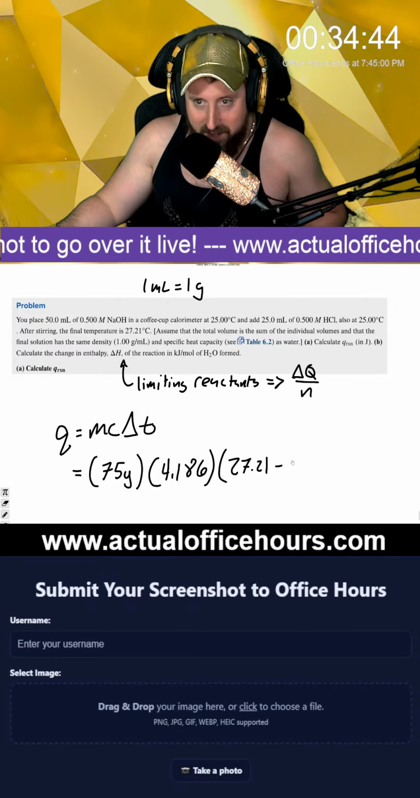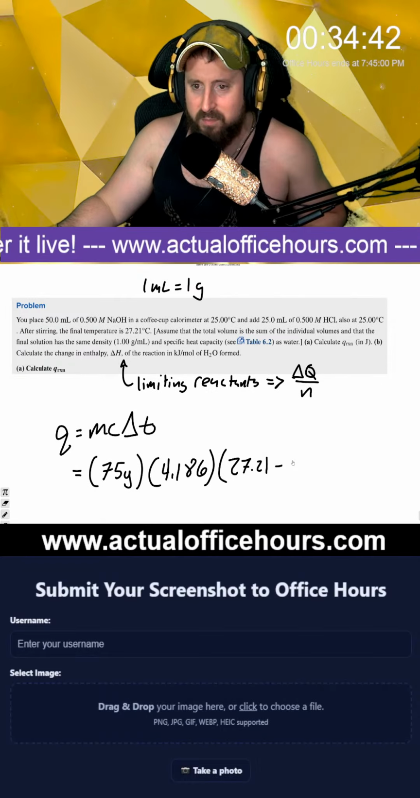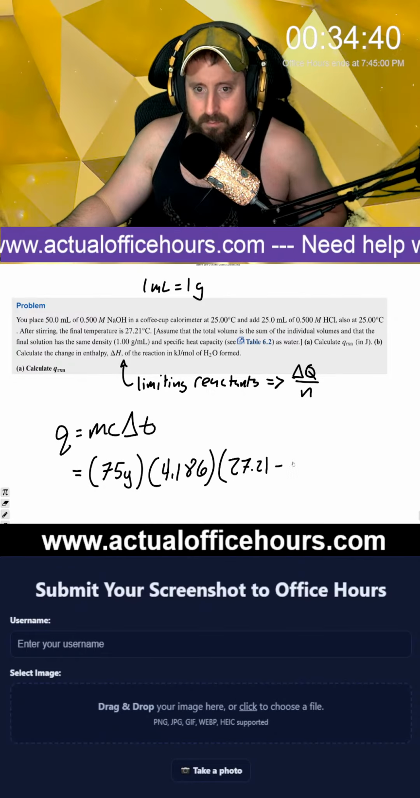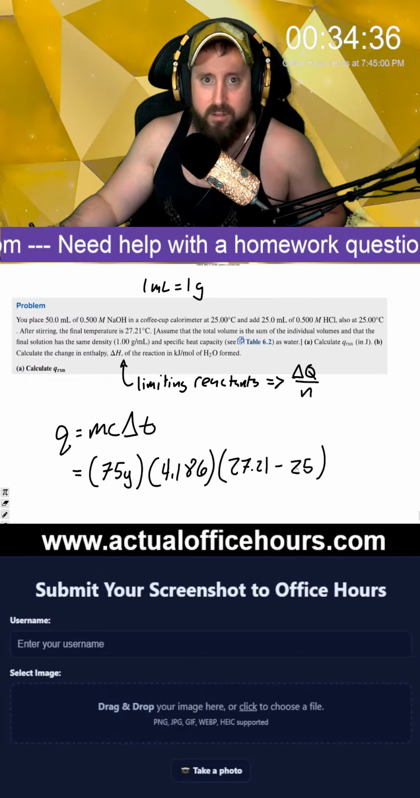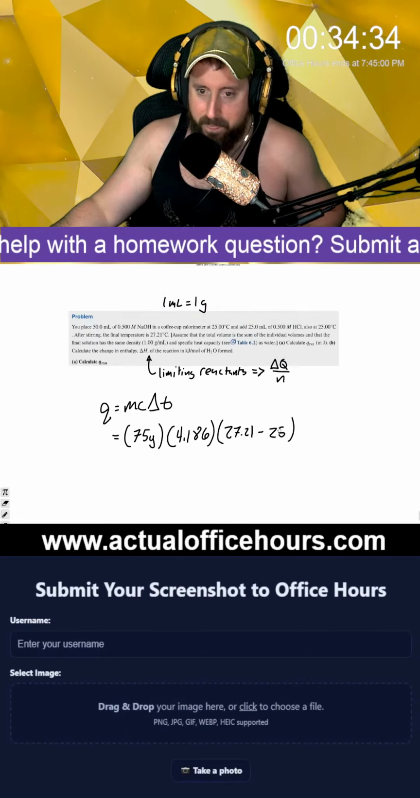And then delta T is equal to 27.21 minus the 25 it started at. Nice. This is chem.